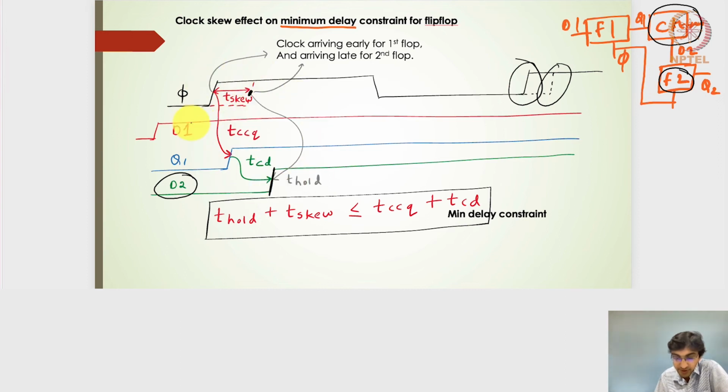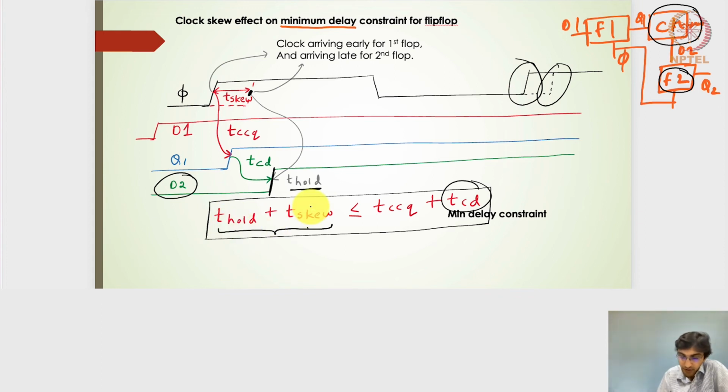Looking at this timing diagram, we can easily say that T hold plus T skew should be smaller than or equal to TCCQ plus TCD. So the minimum delay constraint for designing the combinatorial circuit is TCD greater than or equal to T hold plus T skew minus TCCQ. Remember that with the clock skew, the hold time effectively increases. Earlier, with the same ideal clock arrival time for all the flops, we did not have this T skew parameter at all, and TCD should be greater than or equal to T hold minus TCCQ, which is much easier to design.